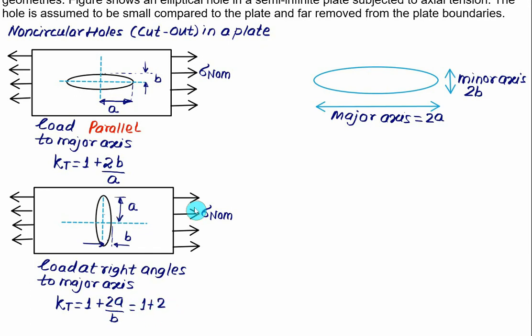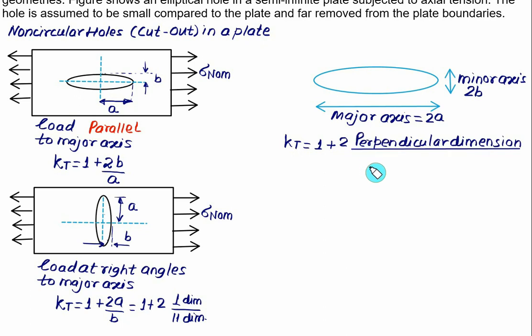Here A is a perpendicular dimension. So you have to remember perpendicular dimension divided by parallel dimension. Now check here B. B is what? B is the perpendicular dimension and A is the parallel dimension. So this is a better way to remember the theoretical stress concentration factor. In general, I will write this value as KT equal to 1 plus 2 times the perpendicular dimension to parallel dimension. So forget about this B and A. It is better to remember KT equal to 1 plus 2 times the perpendicular dimension to the load divided by the parallel dimension to the load.